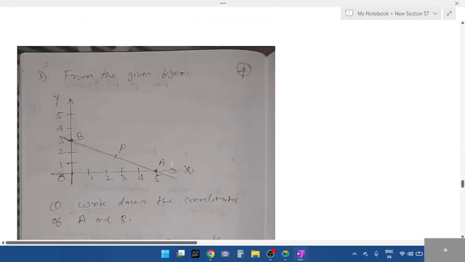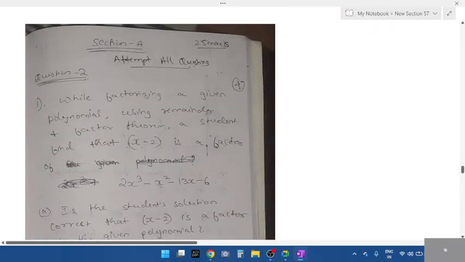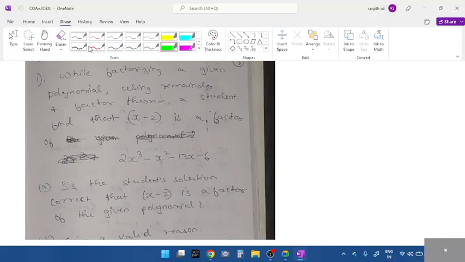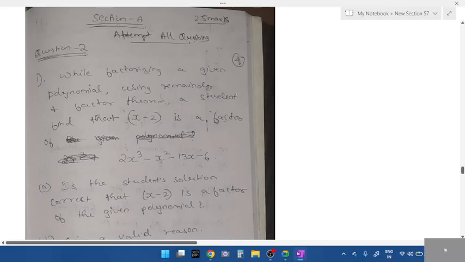Okay, check your answers, students. I'll be solving section A now. This type of question we already did, I just changed the questions. The concept is the same. While factorizing a given polynomial using the remainder and factor theorem, a student found that. So what we need is f. We take f of x is equal to 2x.